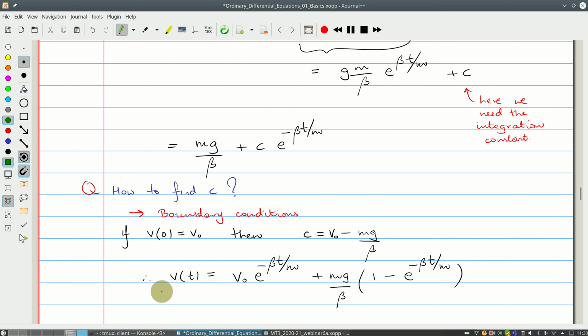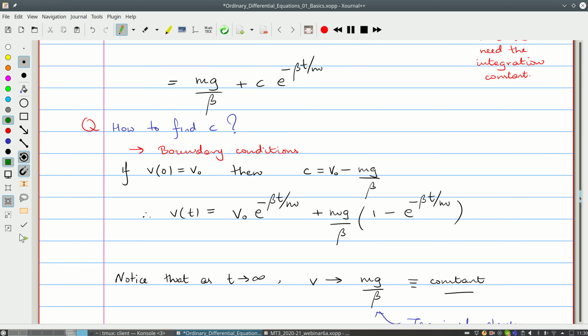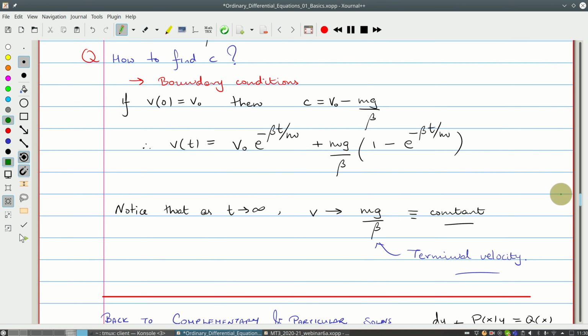And therefore we write down the general form of this velocity as a function of time, I've written it down here. Now we can ask another question. This is now doing a little bit of physics. It's always nice to do this. As time t tends to infinity, so in the very long time scale, this exponential goes to 0. So what we are left with is that this velocity, as t goes to infinity, tends to mg divided by beta, and this is a constant.